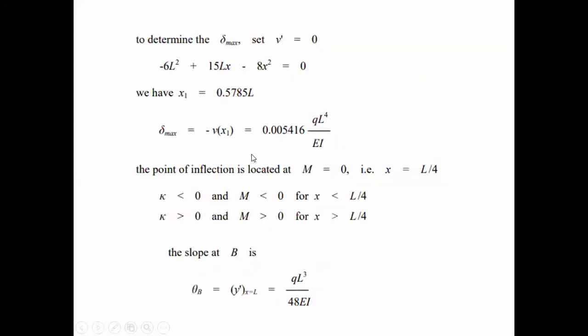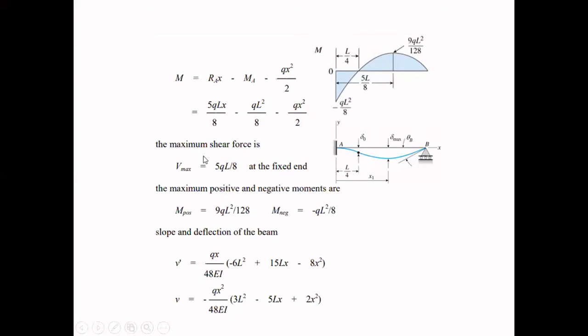We have already calculated the shear force, so let us plot a bending moment diagram for it. The bending moment diagram will be like this. This portion is a positive moment, and this portion is giving a negative moment.